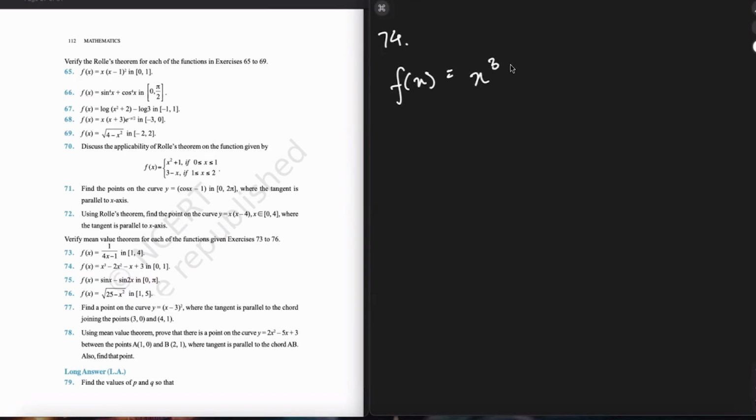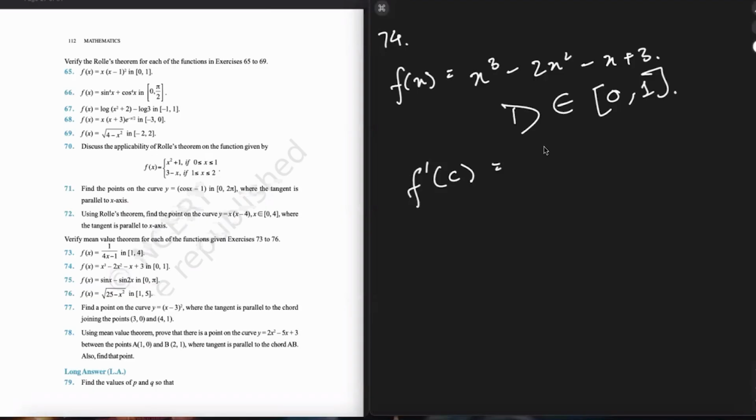f(x) is equal to x cubed minus 2x squared minus x plus 3. The domain D is 0 to 1. All right. So f dash c, again same thing. Now f dash c will be equal to f1 minus f0 whole divided by 1 minus 0.